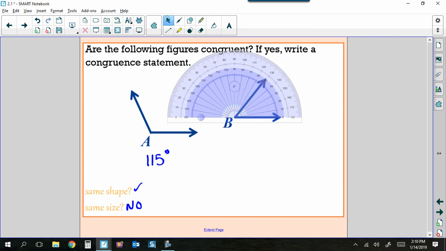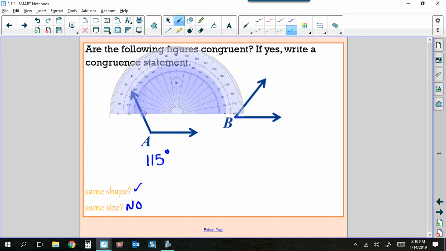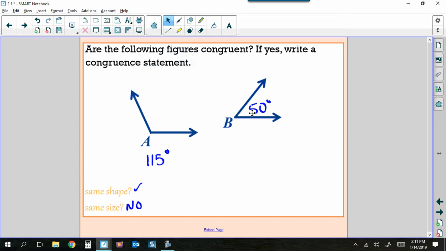I am getting 50 degrees for angle B. Oh, I got 50 degrees for angle B as well. So to be congruent, you have to have the same size and the same shape. As we said, we had the same shape, we had two angles, but they are definitely not the same size. One is an obtuse angle at 115 and one is an acute angle at 50 degrees. So we would not be able to write a congruency statement.